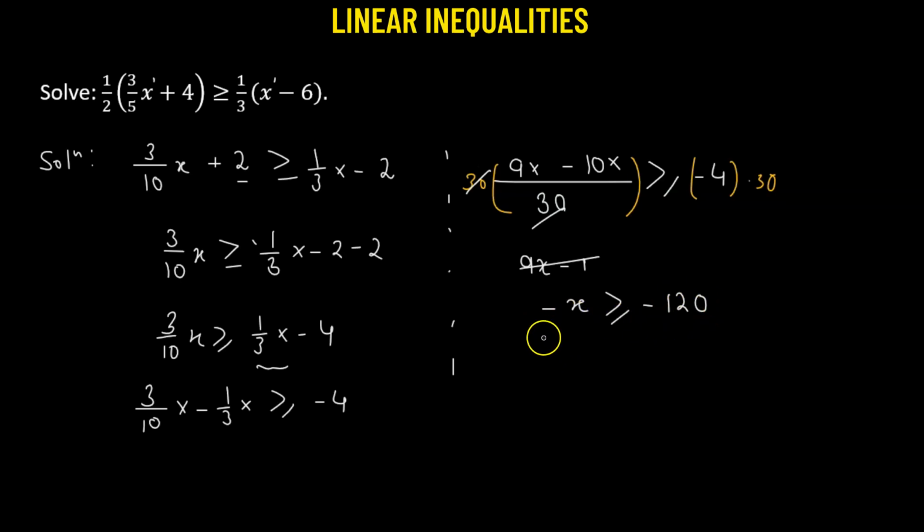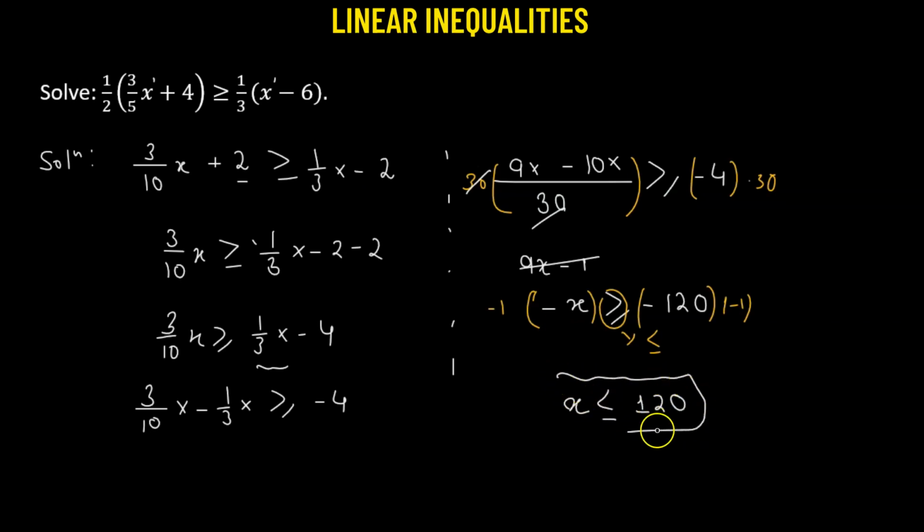Now we'll be multiplying both sides with -1. This time we have to be extremely careful. Whenever we are multiplying with -1, the sign of the inequality changes. So this changes to less than or equal to. That means we will have x is less than or equal to positive 120. So this is going to be the solution to the linear inequality.